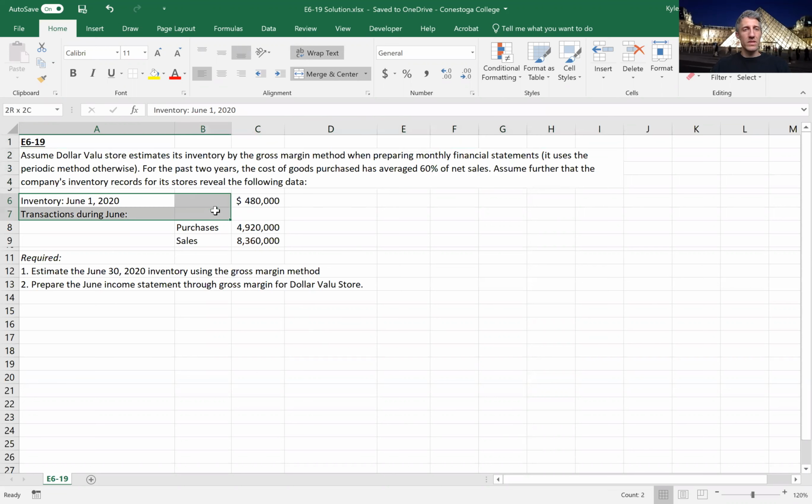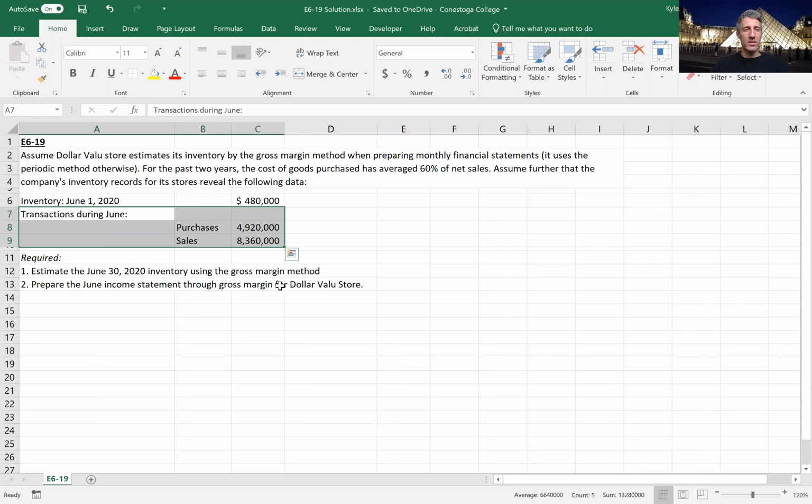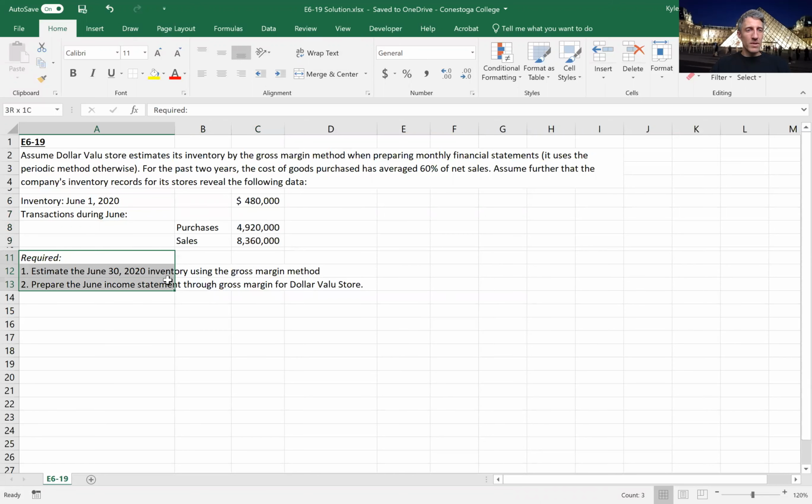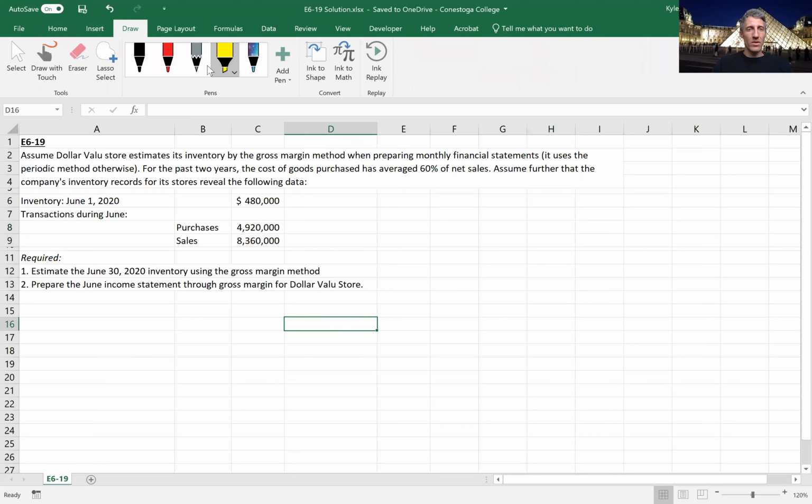They have inventory of $480,000 on June 1st, 2020, and we have purchase and sales transactions throughout June. So what's required here? Estimate the June 30th, 2020 inventory using the gross margin method. I'm just going to highlight that. We're going to use the gross margin method.